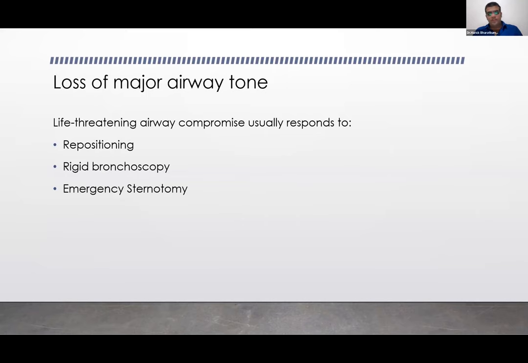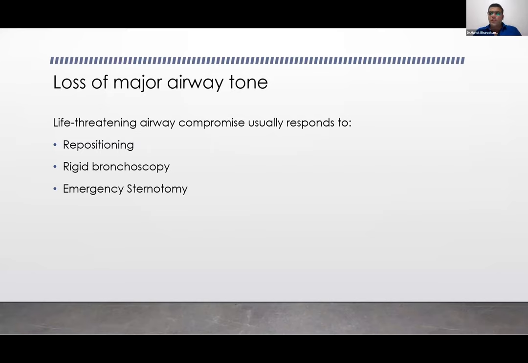So we have three options if we suddenly lose the airway and are not able to ventilate. The first and foremost is we reposition. So this is what we want to know preoperatively, before inducing the patient: in which position the patient is most comfortable.